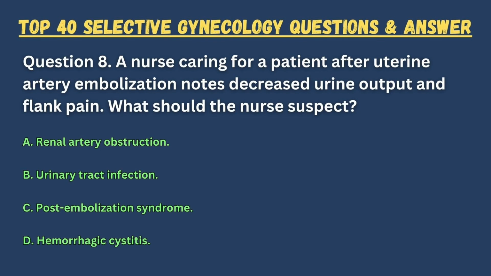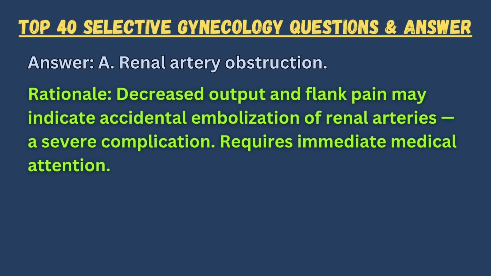Question 8. A nurse caring for a patient after uterine artery embolization notes decreased urine output and flank pain. What should the nurse suspect? A. Renal artery obstruction. B. Urinary tract infection. C. Post-embolization syndrome. D. Hemorrhagic cystitis. Answer: A.